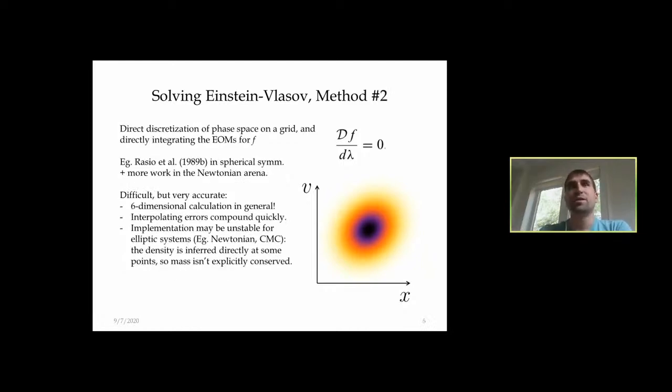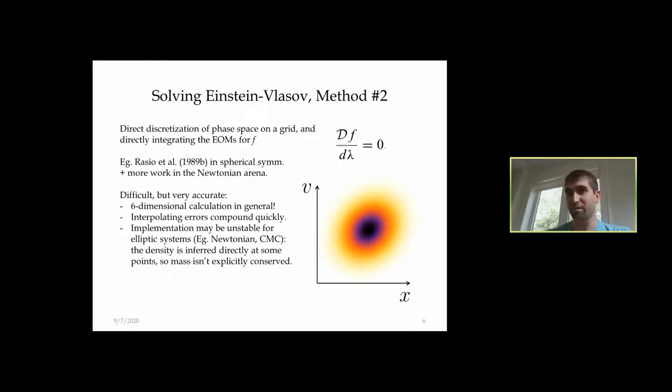So in the past, people have also looked at directly discretizing all of phase space. In general, this is like some crazy six-dimensional problem where you track f in a six-dimensional grid. There's some work on this back in the 90s. Again, because it's a crazy six-dimensional space, you assume some symmetries. But this has also been looked at in, for example, a Newtonian context. This is much more difficult because now we're solving a six-dimensional instead of three-dimensional problem. So numerically, this becomes much more difficult to get a handle on.